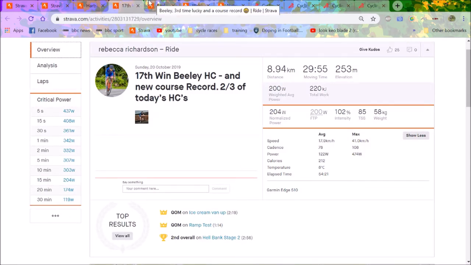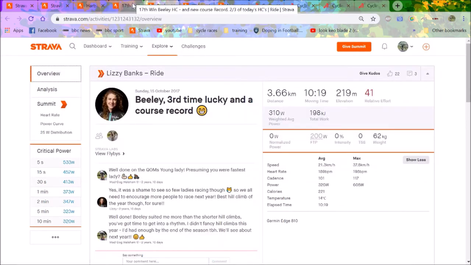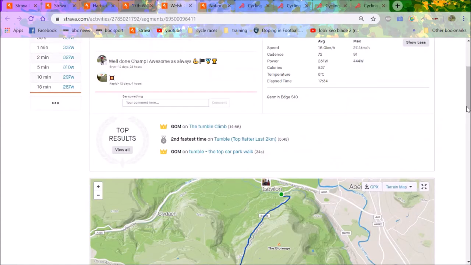One of them underreads a little bit, one of them overreads potentially, because I think based on the watts per kilo, Rebecca Richards probably should have won that climb. But anyway, I think Lizzie Banks would do well, but unfortunately she's not racing. But I think Rebecca Richardson is going to do well.